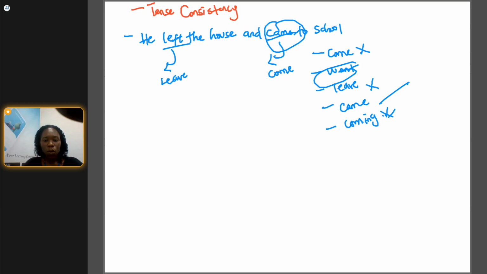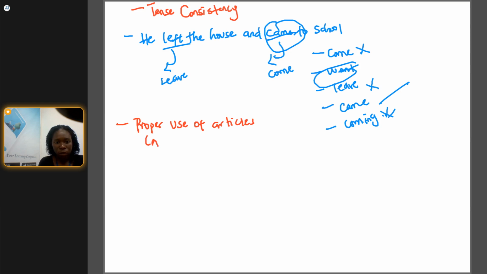All right. So the third point we're looking at is proper use of articles. For the articles, we have a, we have an, and we have the.